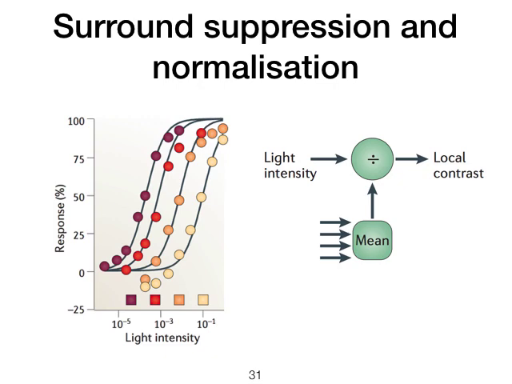Also, in biological systems, this mean light level is typically restricted to a single feature map, but sometimes normalization is done across different feature maps in artificial neural networks. So here we're looking at local normalization rather than whole image normalization.